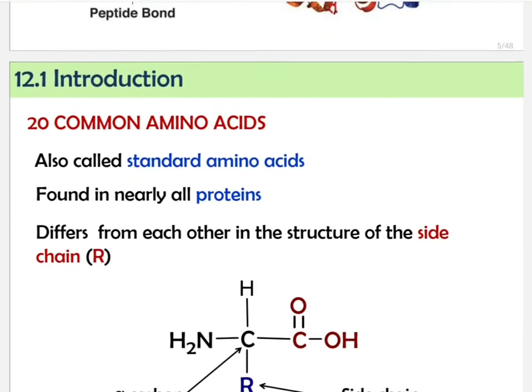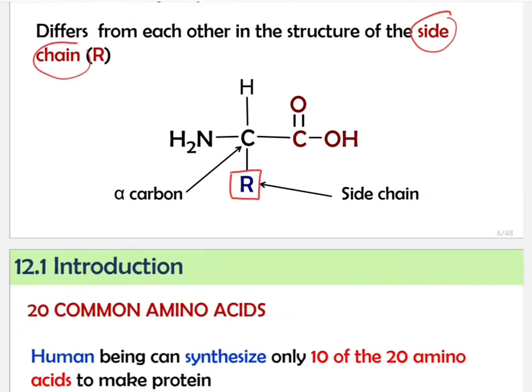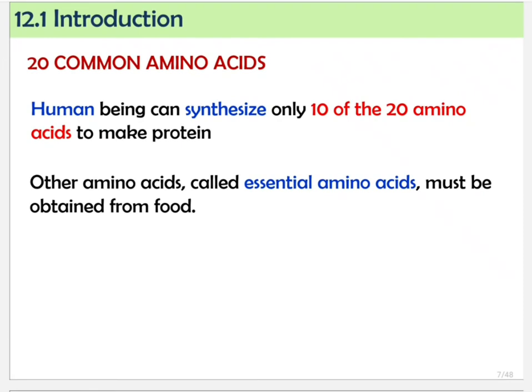Okay. There are 20 common amino acids, which are also called standard amino acids, found in nearly all proteins. And apa yang membezakan satu amino acid dengan amino acid yang lain adalah the side chain, ataupun R group. So, the R group will differ from one amino acid to another. So, human beings can also synthesize up to 10 of the 20 amino acids to make protein. So, other amino acids called essential amino acids must be obtained from food. Jadi, kena makan something yang high in protein supaya kita dapat protein cukup untuk badan kita.